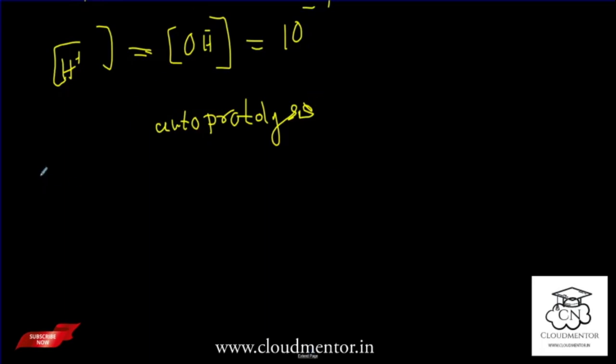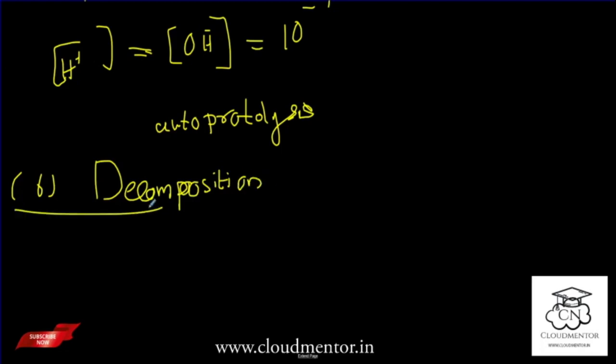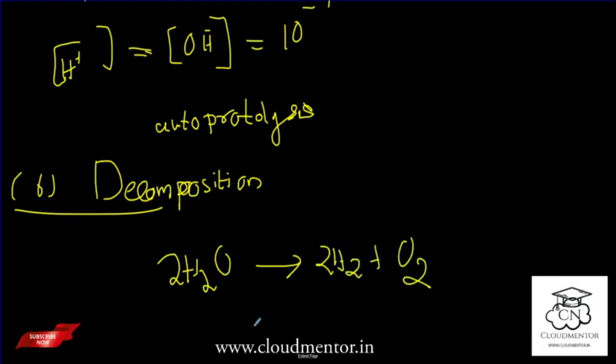And the second property is decomposition. Water containing either alkali or acid when electrolyzed gets decomposed into hydrogen and oxygen, that is 2H2O, when it is electrolyzed gives 2H2 and oxygen. And when heated at about 2500 degrees Celsius, it breaks up into hydrogen and oxygen to a small extent, that is about 4%.